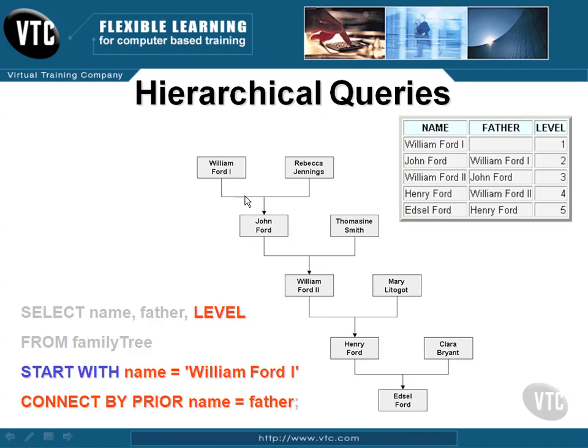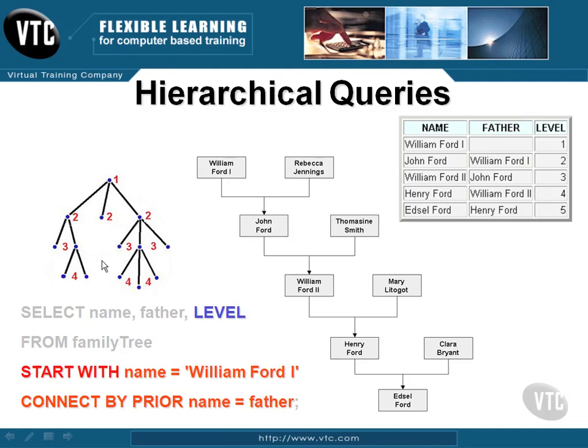Select name, father, level from family tree, start with a certain person, so we start at the top of the hierarchy, which is William Ford the first, and we connect by prior name, which is the name field in the table, given that the table has a name and a father field. The level thing is actually what's called a pseudo column, which we covered in the previous course. It's a column that is generated as the query is executed, and the level pseudo column is very specific to connect by hierarchical queries.